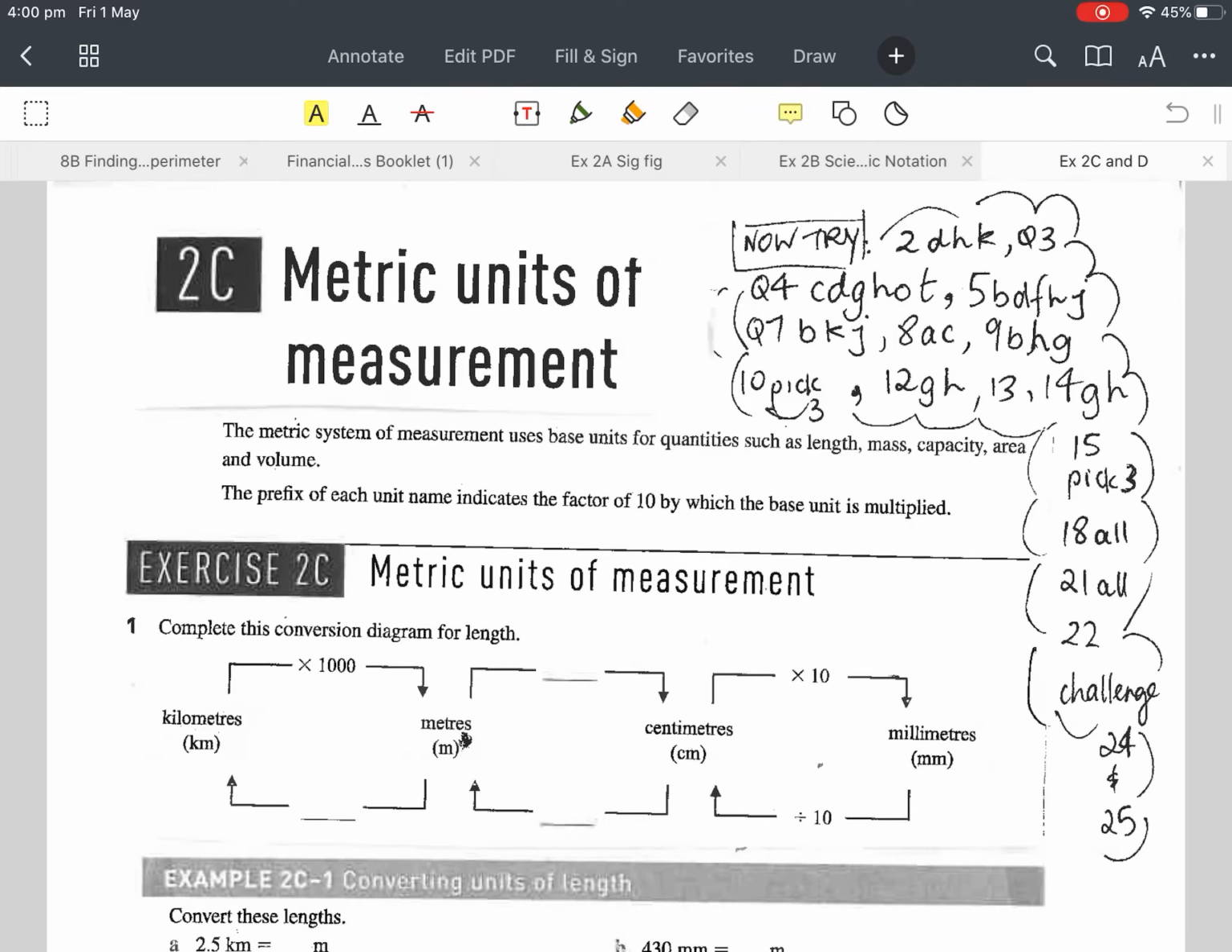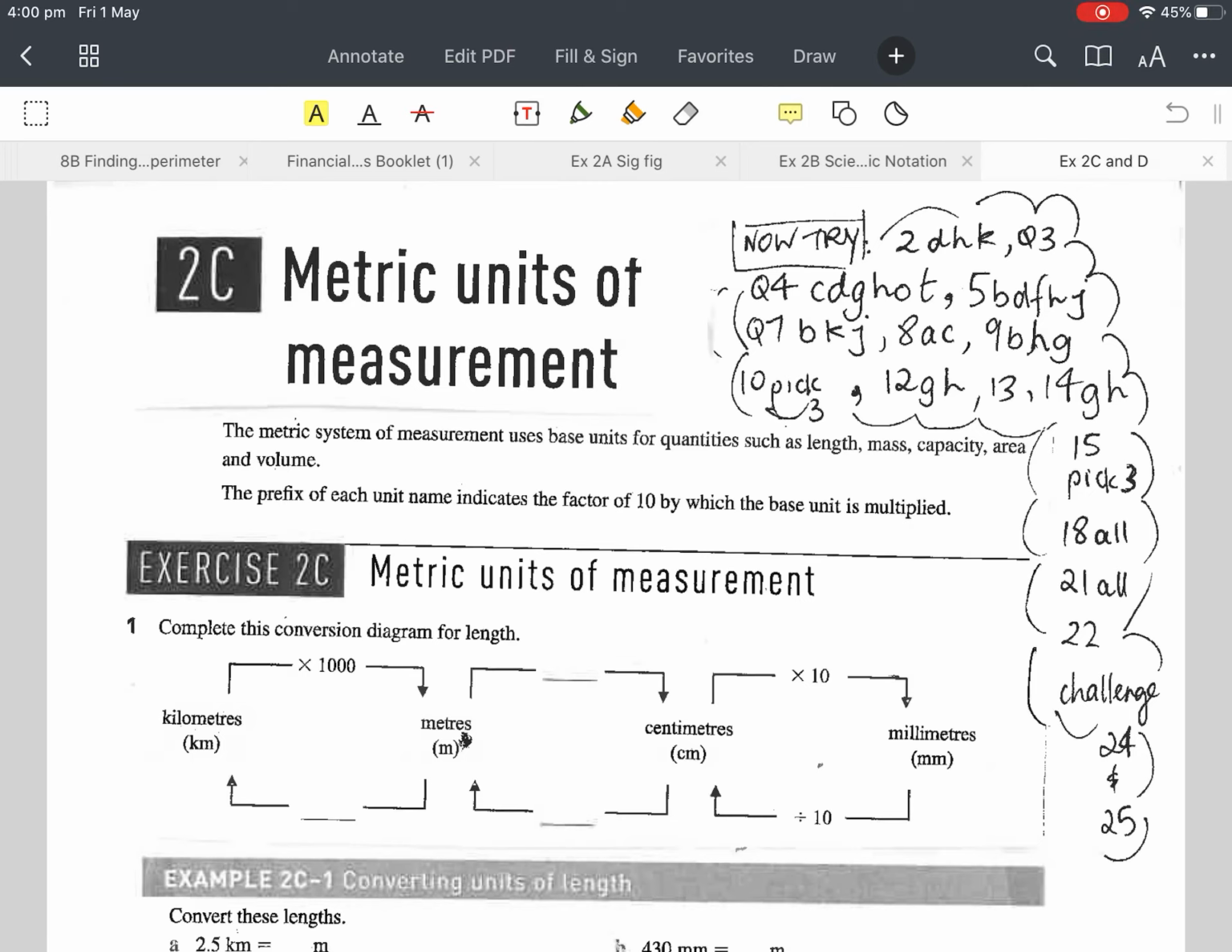I'm just going to go through the 2C metric units of measurement sheet. Now there are a lot of questions there, so if there are way too many, then you can just reduce that, that's fine. The metric system of measurement, hopefully you know this quite well. It uses base units for quantities such as length, mass, capacity, area and volume. Prefix of each unit name indicates a factor of 10 by which the base unit is multiplied.